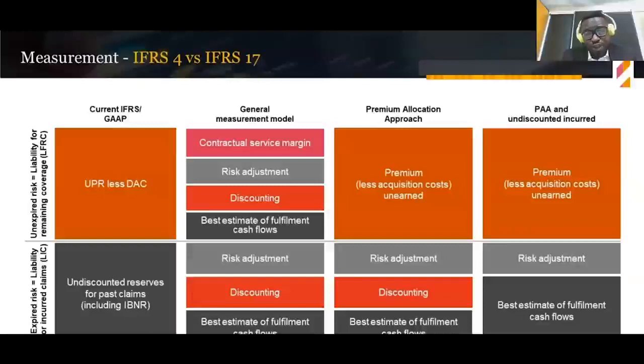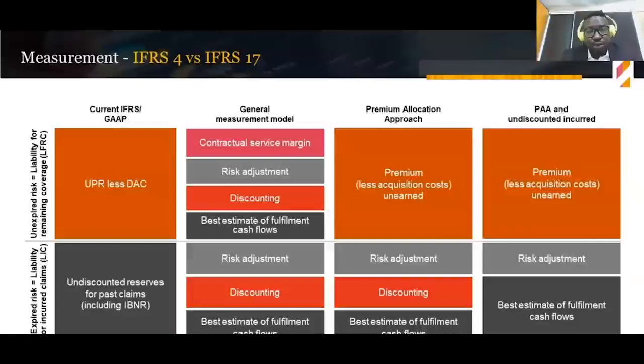So currently we have undiscounted reserves for past claims, including IBNR under IFRS 4. For IFRS 17, there's first the introduction of best estimates of those future payment cash flows. There's also the introduction of discounting, and there's also the introduction of risk adjustments, which a lot of insurers are currently not doing.